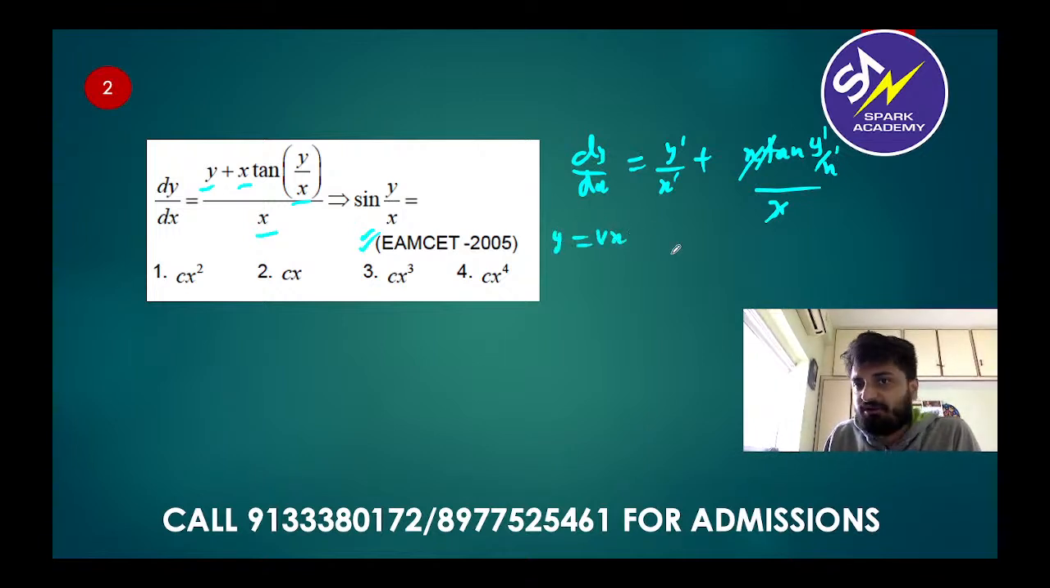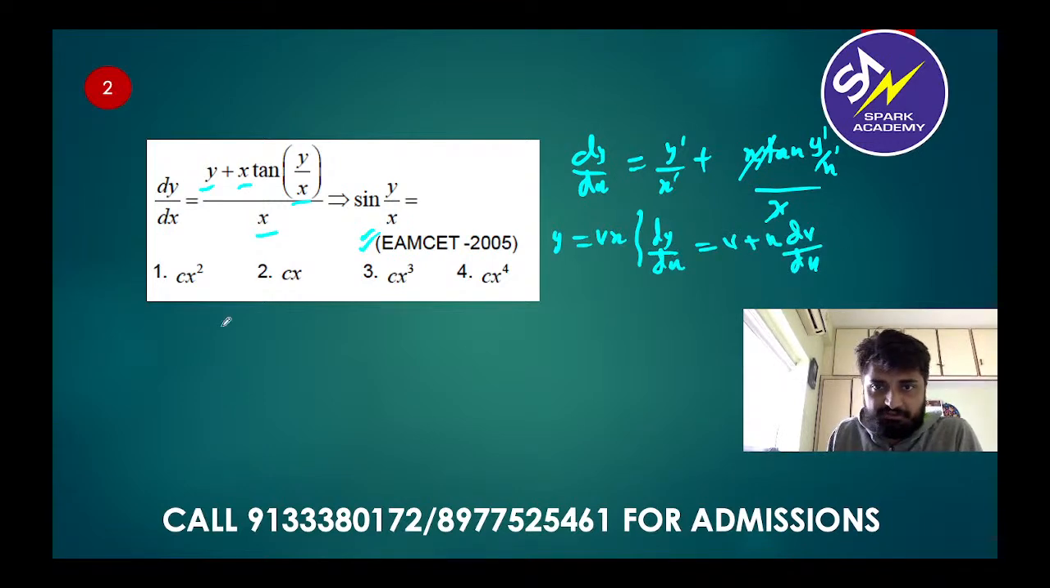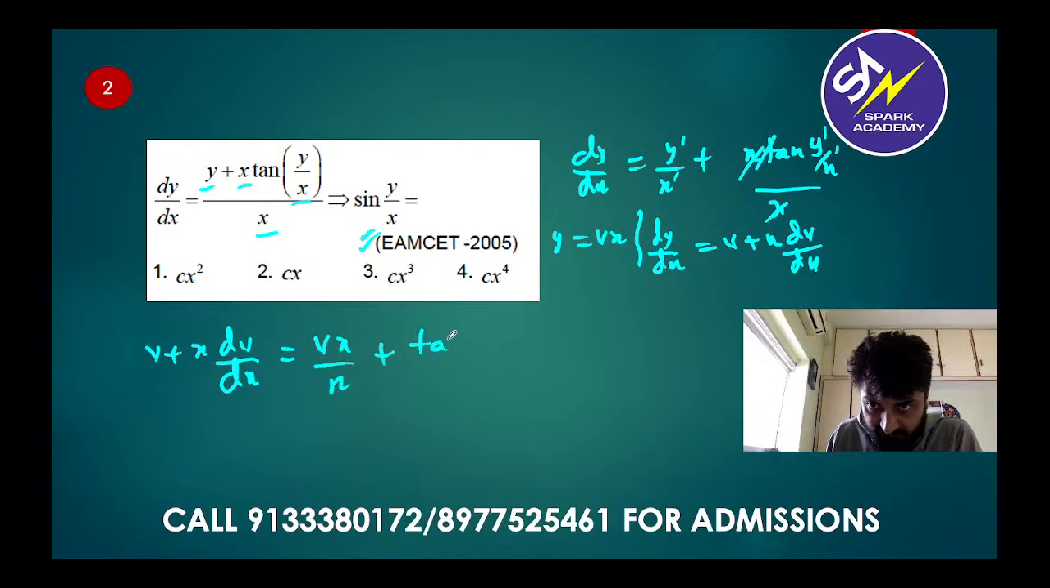Again I can assume y equal to vx. Again, I can say dy by dx equals v plus x dv by dx. I can substitute that. So I can say v plus x dv by dx. y equal to vx, so vx by x I can write. tan of y by x is tan of vx by x, again I can write.